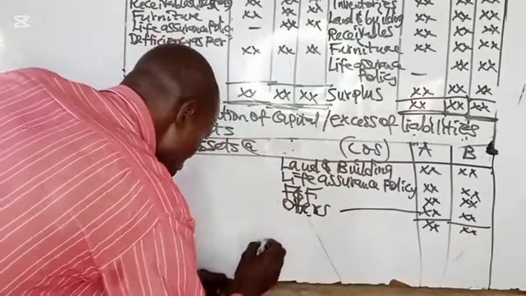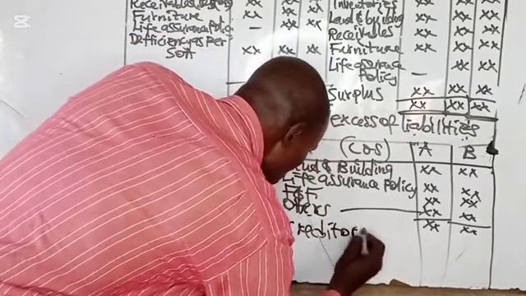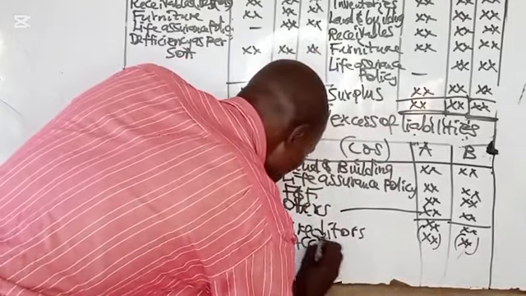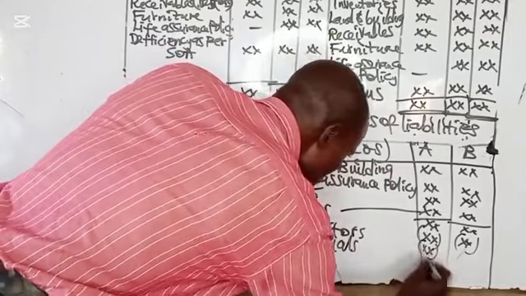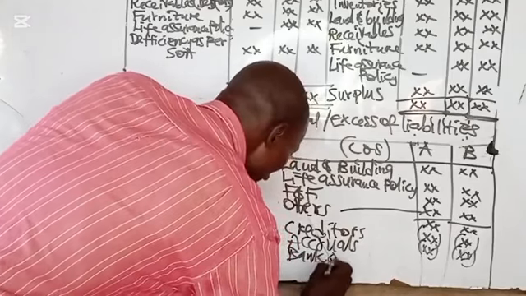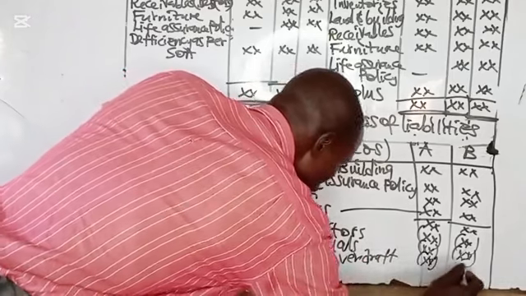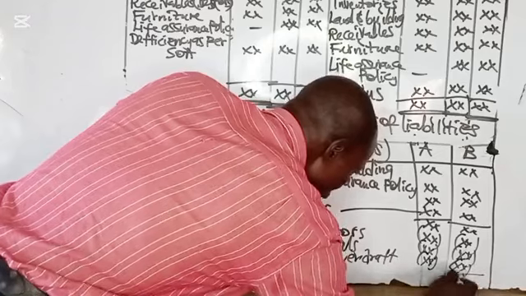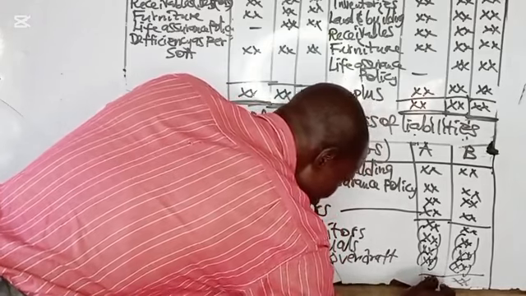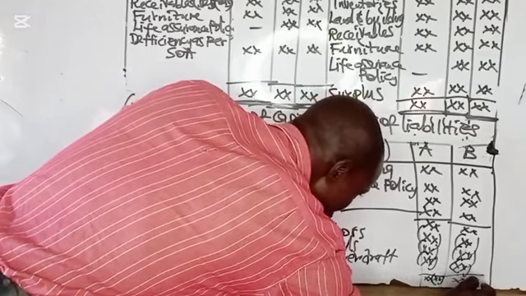You now less liabilities. Liabilities might include creditors, accruals, bank overdraft, and other liabilities. So if you subtract all the liabilities, you get capital. If it is positive, it is capital. But if it is negative, it is excess of liabilities over assets.